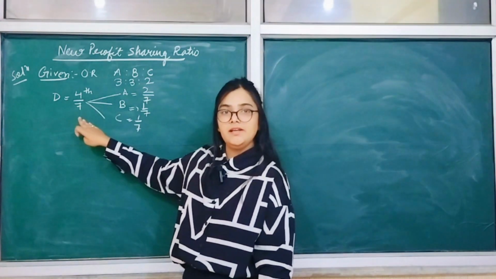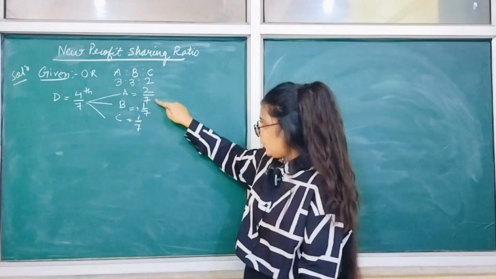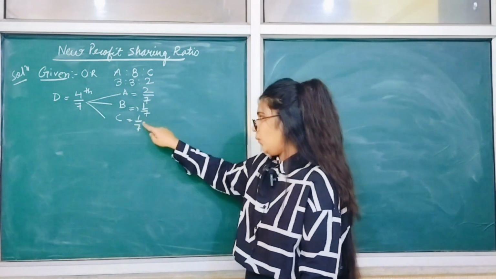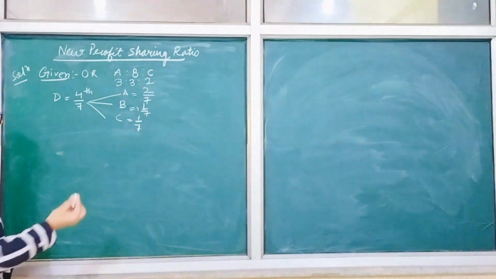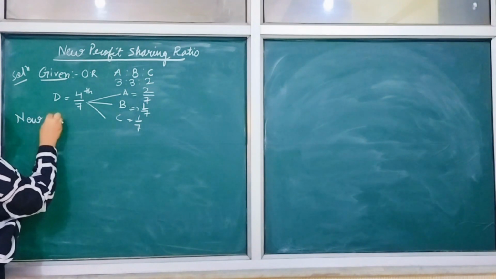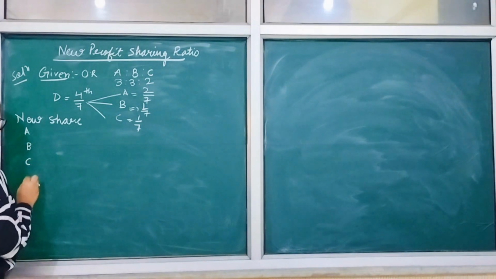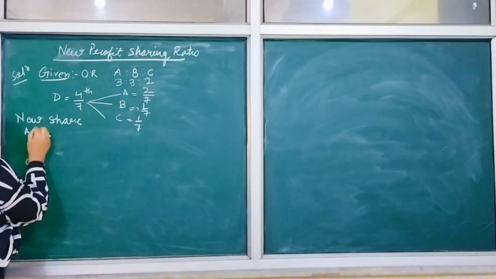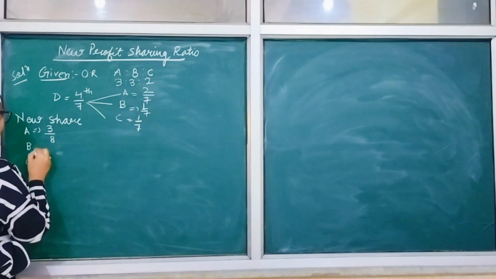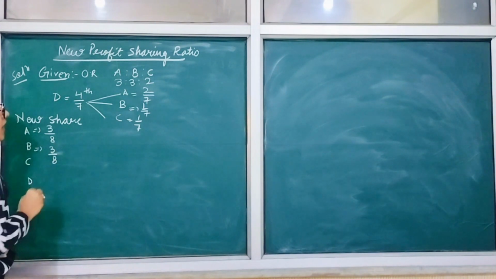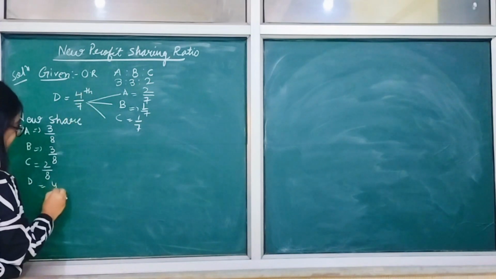नया पार्टनर हमारा D है जो 4/7 शेयर के लिए आ रहा है और वो अपना 4/7 कैसे ले रहा है? 2/7 A से, 1/7 B से and 1/7 C से. Right? So what you are simply going to do, you are simply going to write new share. Alright, new share of A, B, C and the last one is D. So A का कितना है? 3/8. Perfect. B का 3/8 and C का 2/8. D का we already know 4/7.